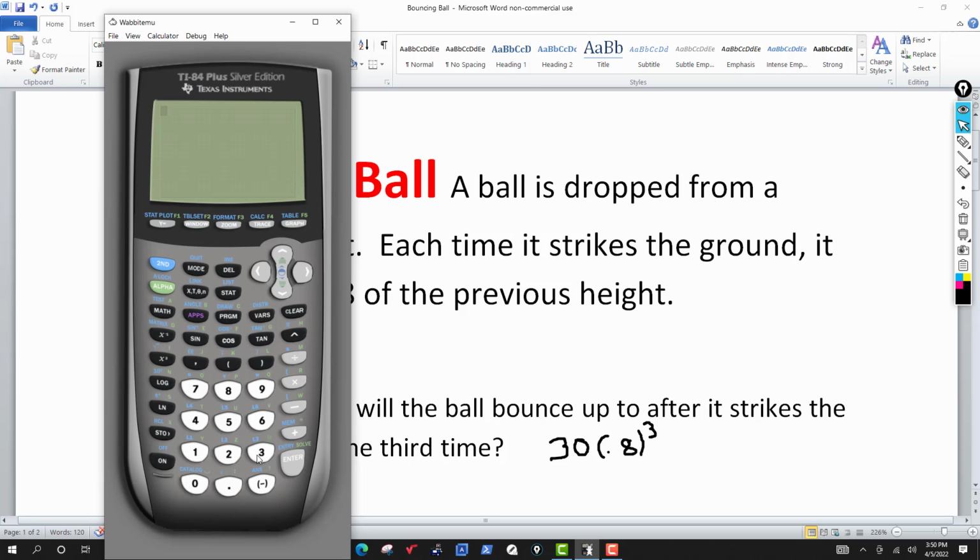So we use the calculator. Okay, 30, parentheses, 0.8, to the 3rd power. Get 15.36. So the answer to part A is 15.36, and this is in feet.